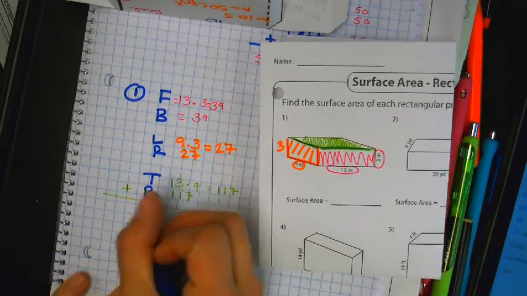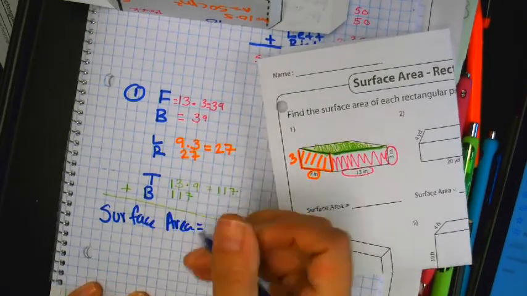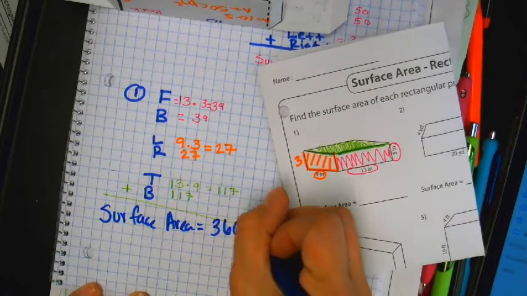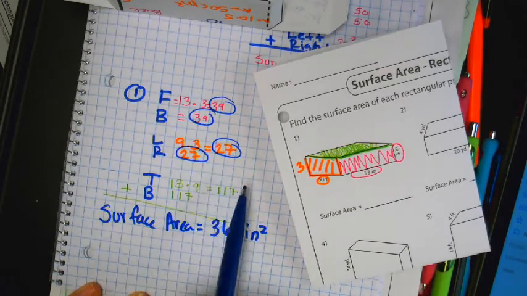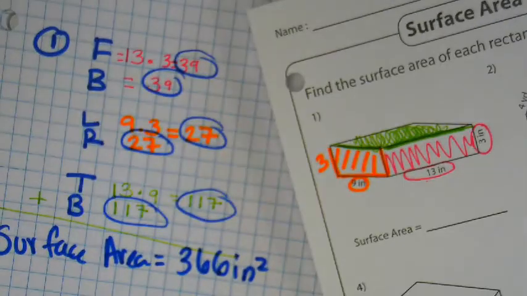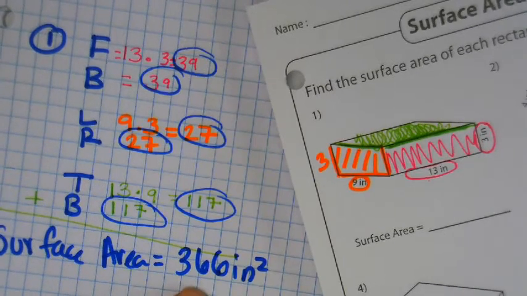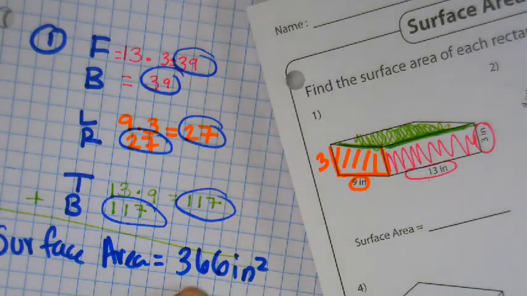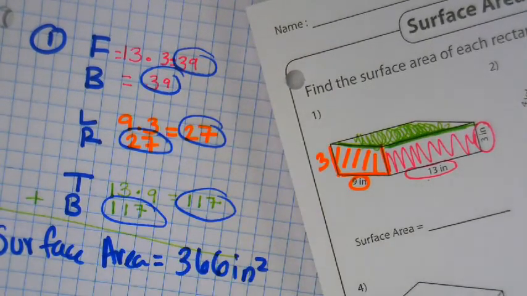So the surface area is equal to 366 inches squared. You have to add the 39, 39, 27, 27, 117, and 117 together. Yeah. You could also add 39, 27, 117, and then times 2. I literally just thought of that.